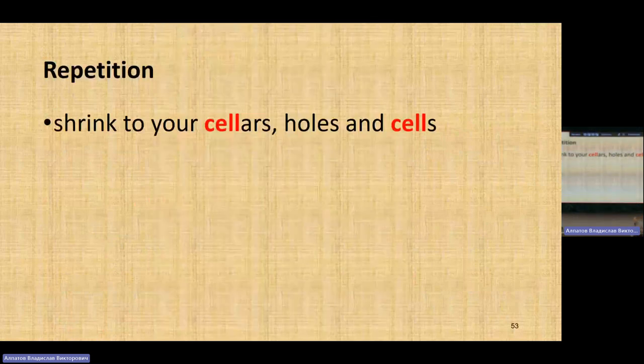Now, repetition. We've come to it finally. Repetition of individual items. It can exist on the level of morphemes. For example, this is root repetition. Shrink to your cellars, holes, and cells, right? Cellars and cells are not the same words. It's just the morphemes, the roots, which are repeated.